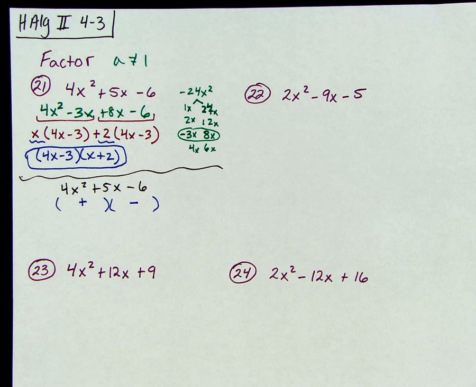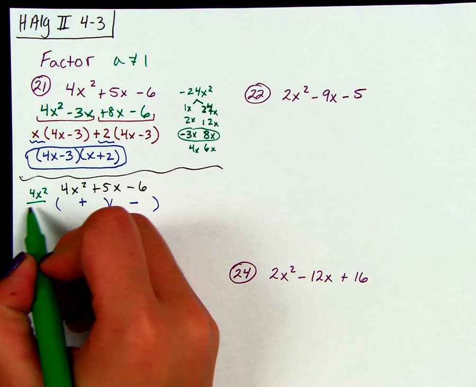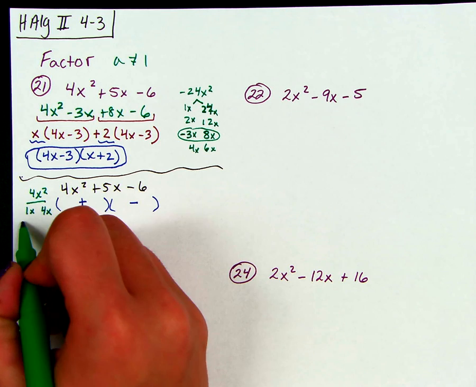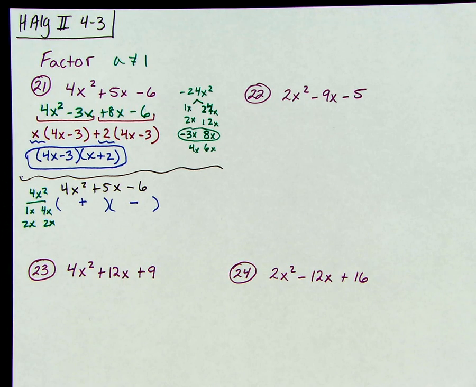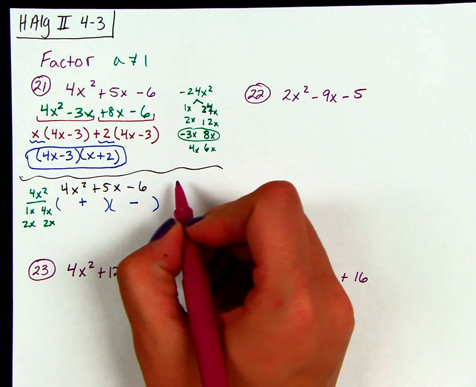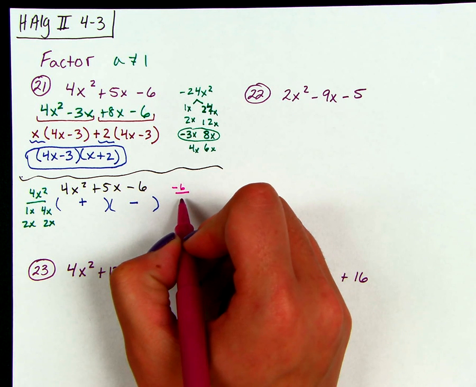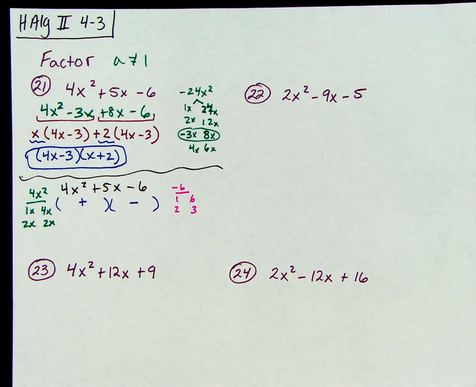And then I would list the factors of the first term and then the factors of the second term. So for the first term, so if we have 4x squared, we have to use 1x and 4x, or 2x and 2x. And then for our last term, so let me use a different color, since it's -6, we would have to use 1 and 6, 2 and 3, and then again, one of those numbers is going to have to be negative to get that. Okay.